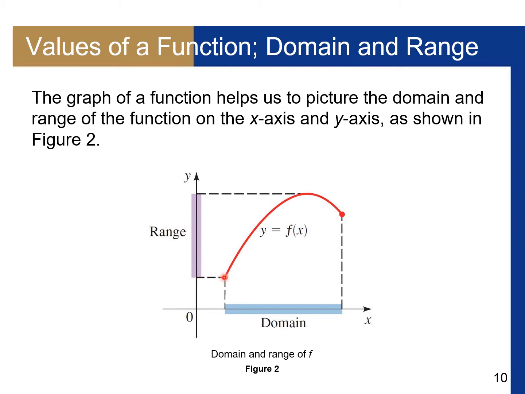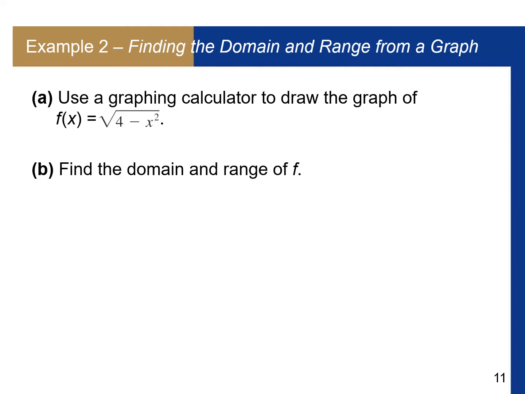So my range starts here and goes to this high, no higher than that. So that's my range. And my domain begins here and it goes over to here because I have solid dots on each end. So that means it starts here and it ends here because of the solid dots. So my domain is here, my range is here.